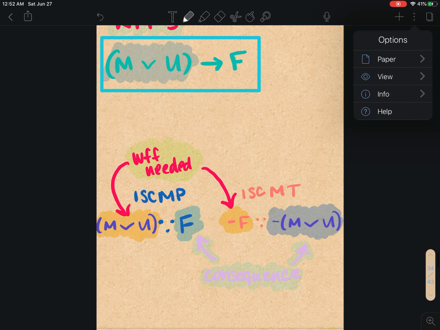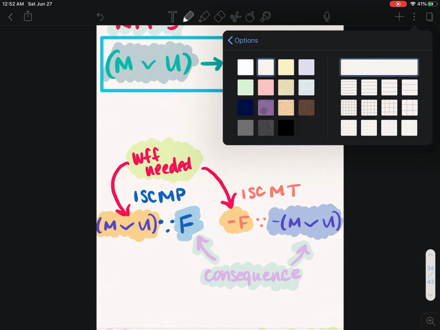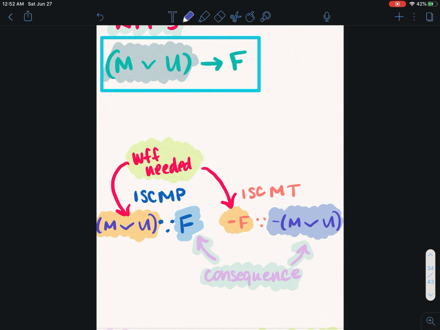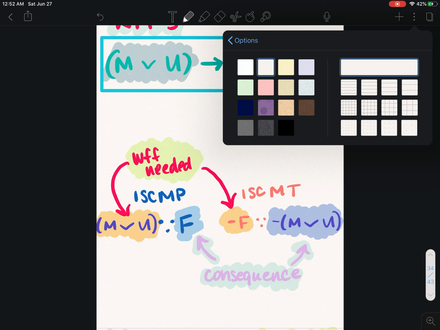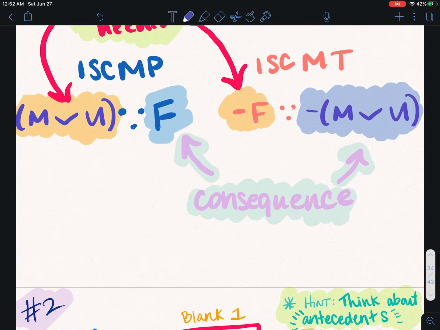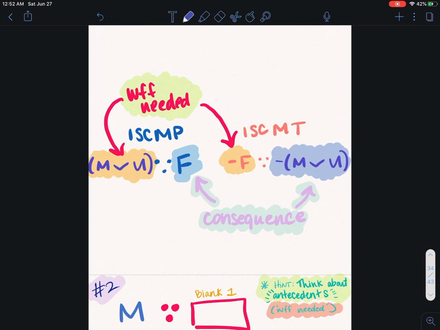looking back on these, I thought that color was a good idea, but it's not. Sorry. Nope. What is going on? Sorry. Anyways. Okay, so, yeah.